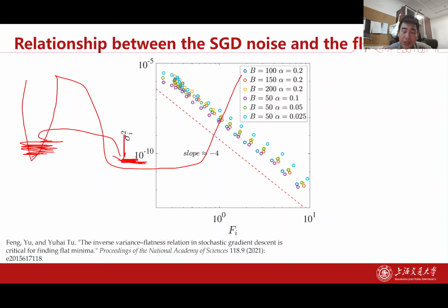So the SGD noise is very special. The noise magnitude is different in different directions, depending on the loss landscape structure.